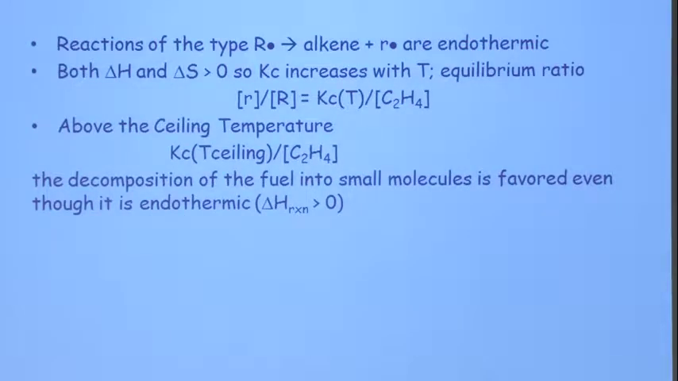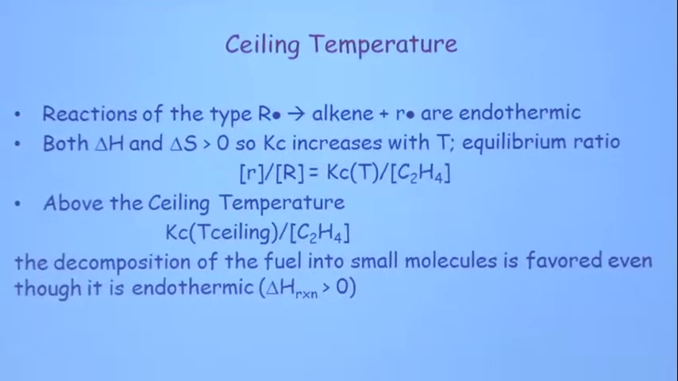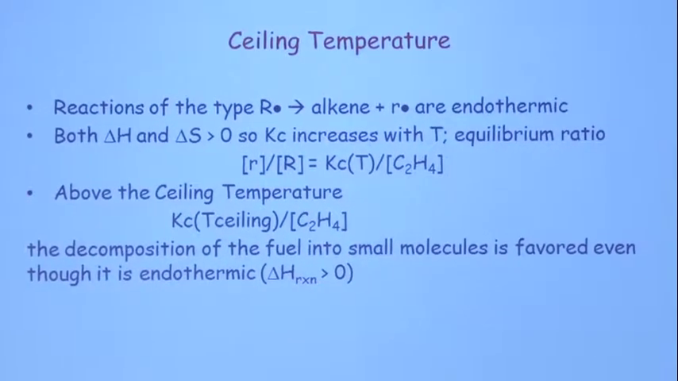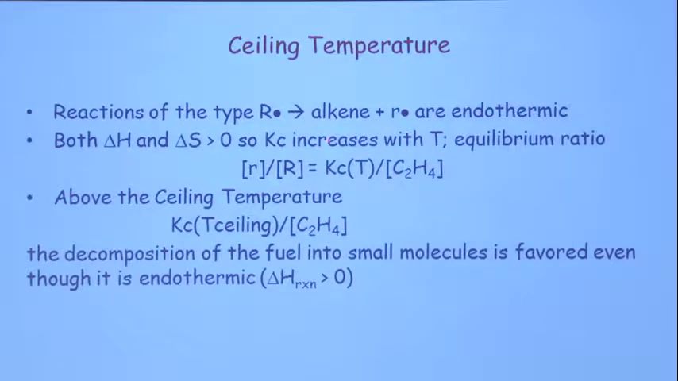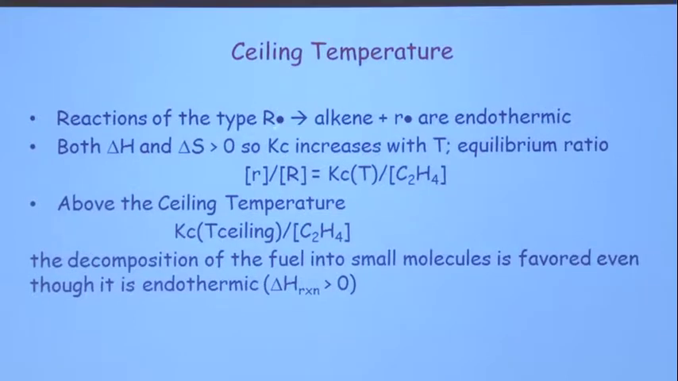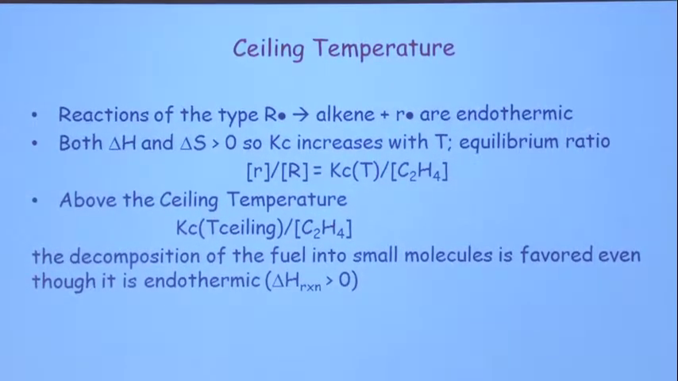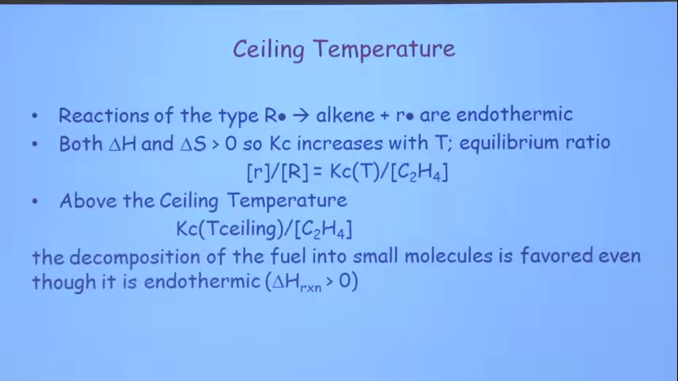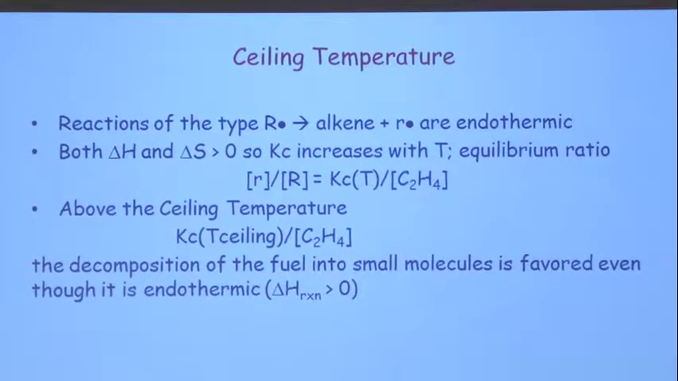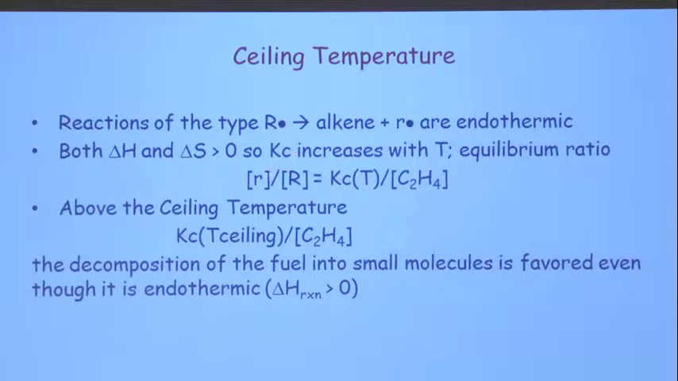Okay, a very important concept is the concept of ceiling temperature. If I have a molecule, there's some temperature where it wants to just decompose. So I have an alkyl radical. For this process to go, the radical has to break into an alkene plus R dot. But this is an endothermic reaction. I'm breaking a chemical bond, and so the delta H is definitely positive. But I'm making 2 particles from one, so the delta S will also be positive, because I'm increasing the translational entropy. Because they're both positive, Kc is going to increase with temperature.